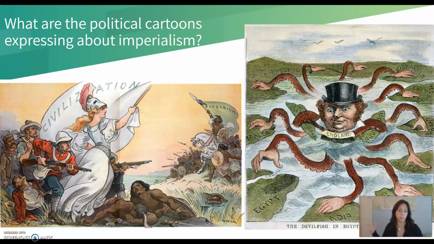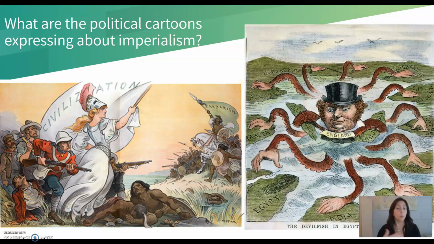There are people behind him with guns. They're all sort of dressed differently, and then you've got some non-white warriors on the other side. Their flag says barbarism. A barbarian is somebody without culture, someone who is uncivilized. So this cartoon is clearly told from the European perspective that they're coming in to bring civilization to these barbarians.